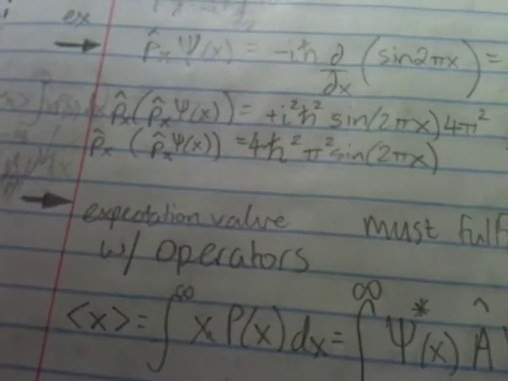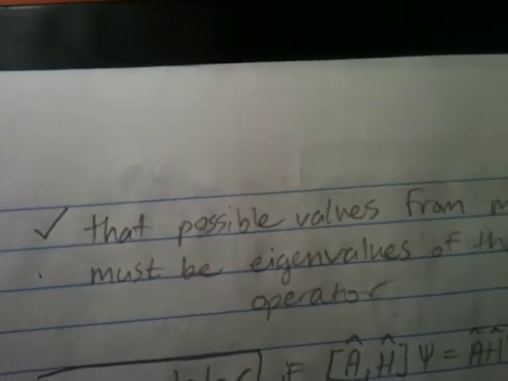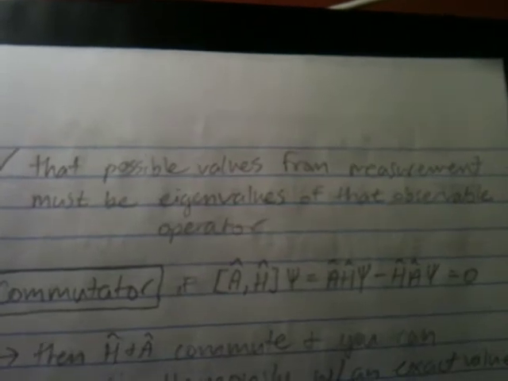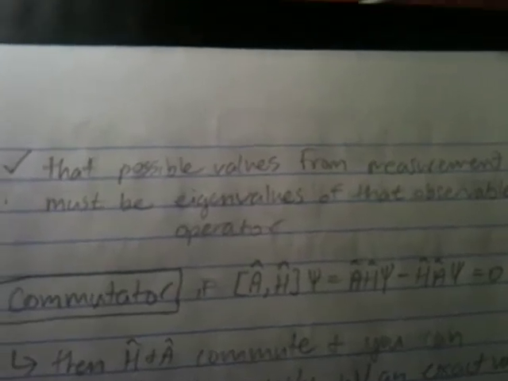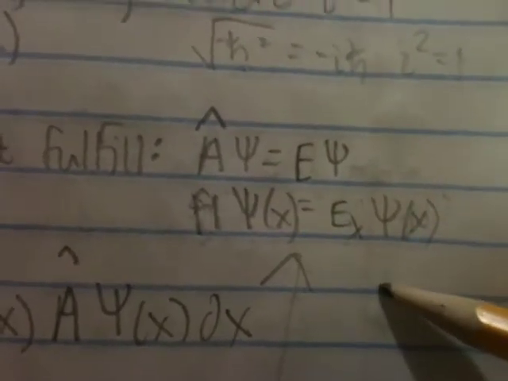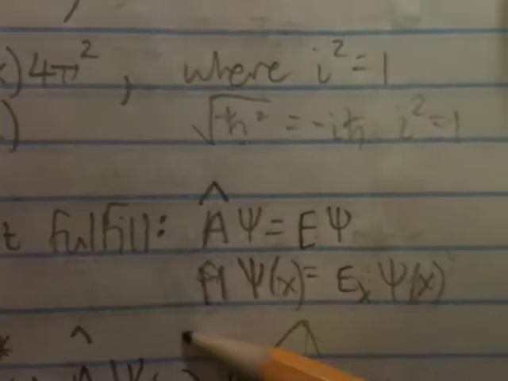Right. I believe there's one more thing I need to get to. No, a couple more things I need to get to. The possible values from measurements must be eigenvalues of that observable operator. So that's just stating this. If you go out and measure the energy of some psi wave function, this energy has to be an eigenvalue of this eigenfunction, of this observable operator.